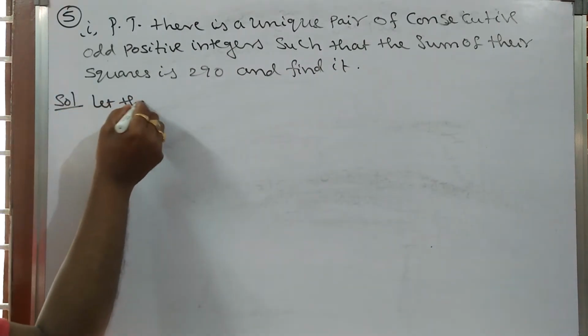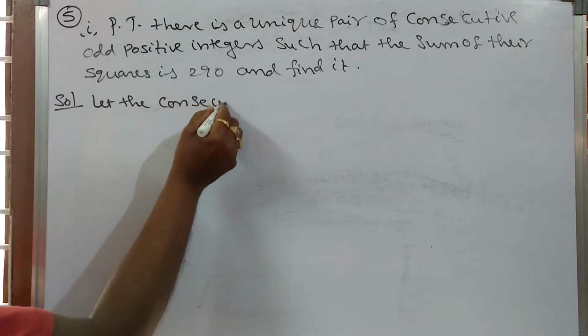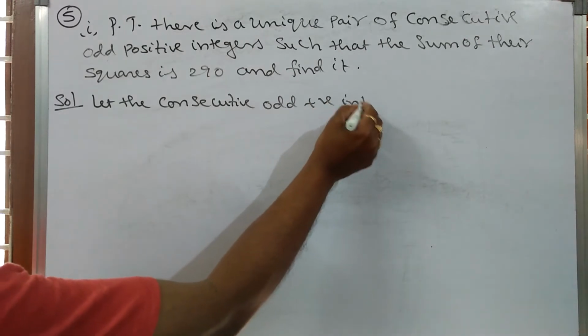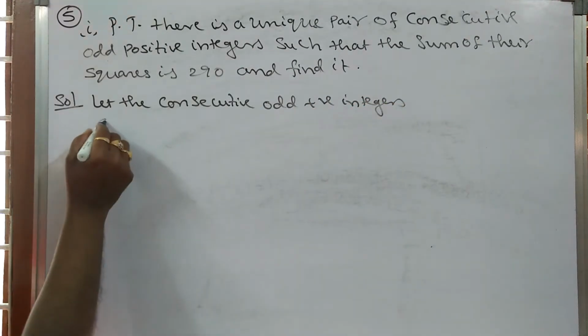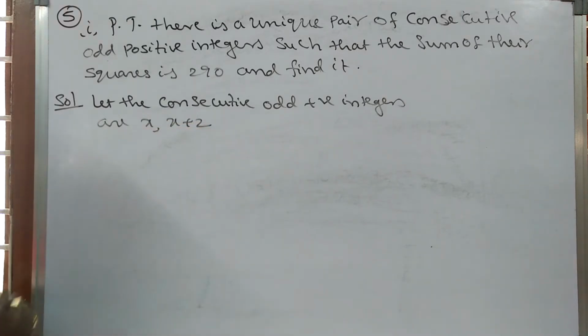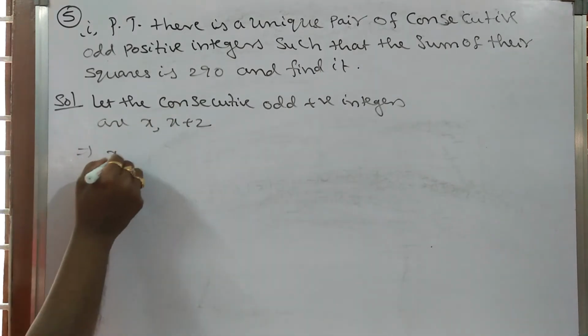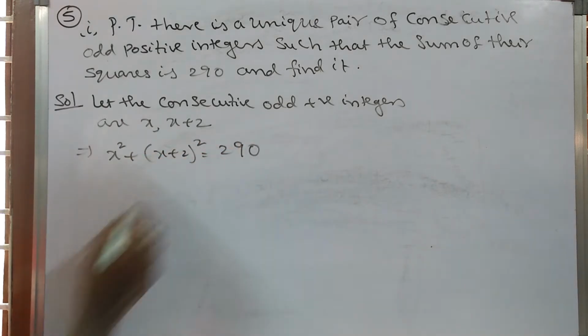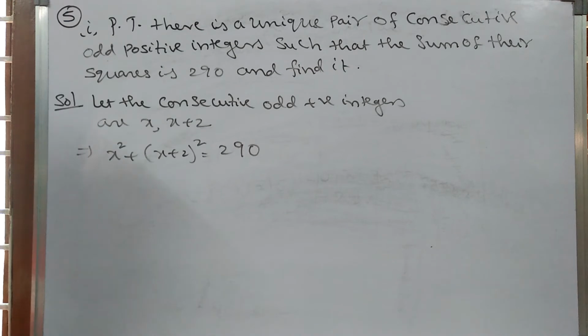Let the consecutive odd positive integers be x, x plus 2, I am taking. What he has given: the sum of their squares is 290. That means x square plus (x plus 2) whole square is equal to 290. Now let us solve this equation.